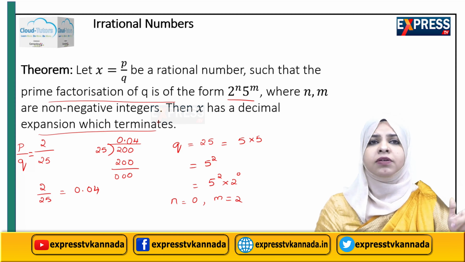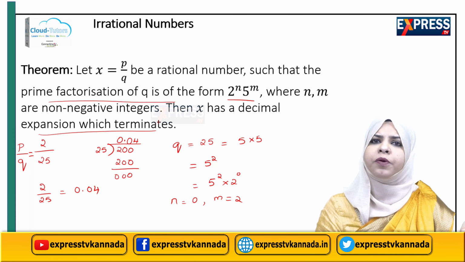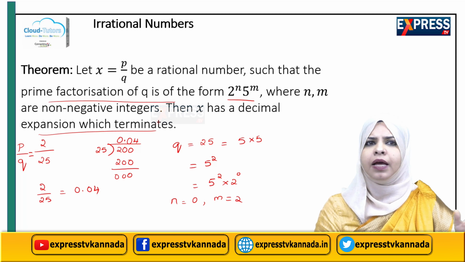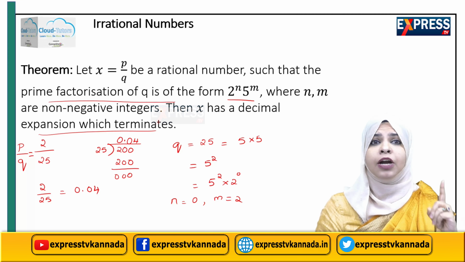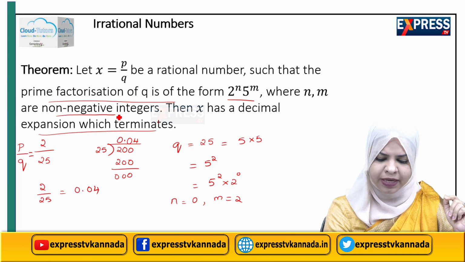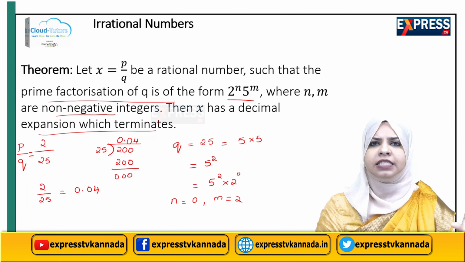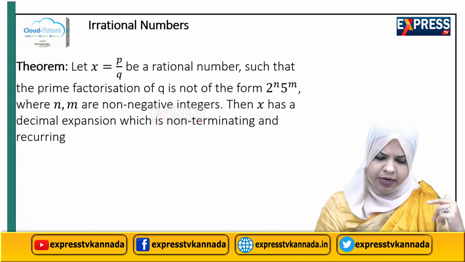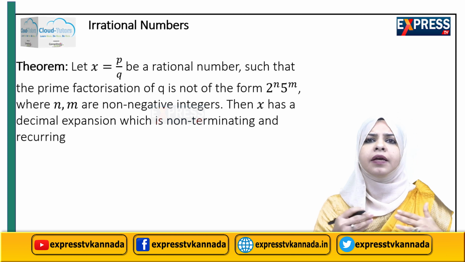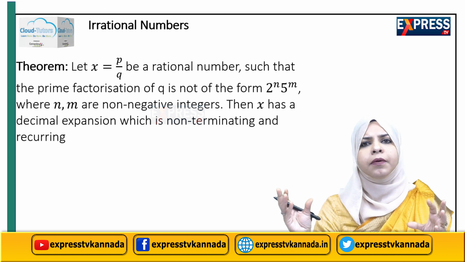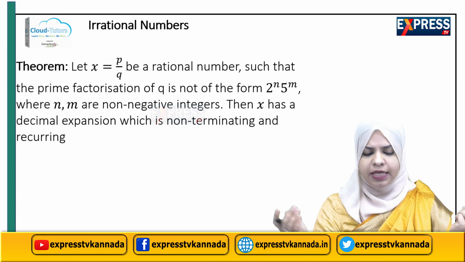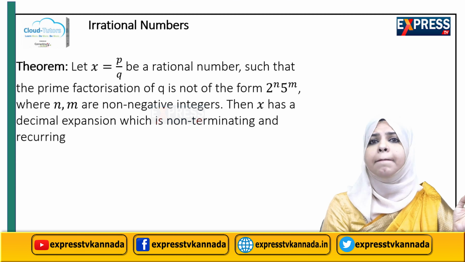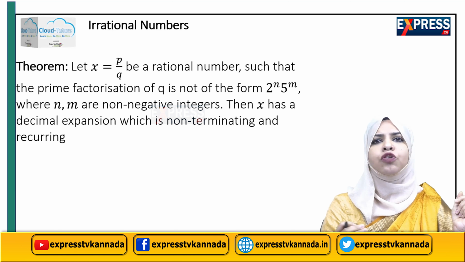So whenever I have a rational number wherein the prime factors of q are of the form 2 power n into 5 power m, where n and m are non-negative integers, you have to be careful about this, then the decimal expansion definitely terminates. Okay, so now what happens if the q value does not have such prime factors? I mean, definitely I can express the value of q in terms of prime factors, but not in the form of 2 power n into 5 power m.